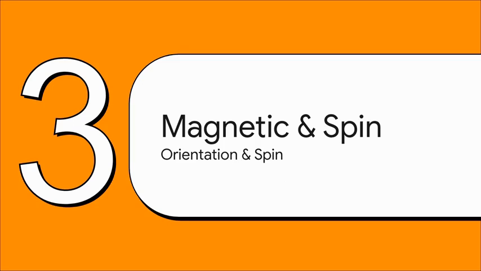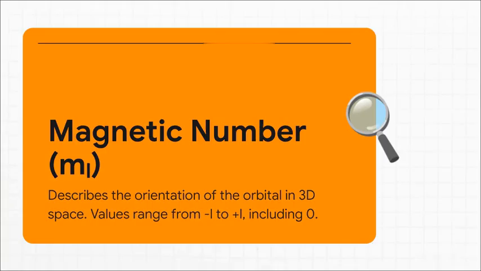Okay, so we've got the city and the type of neighborhood. Now we need to get really specific. It's time to zoom in, find the exact house on the street, and even describe the resident living inside. This brings us to the third part of our address, the magnetic quantum number, or m sub L. This tells us the specific orientation of that orbital shape in 3D space. Its possible values are tied directly to L, ranging all the way from negative L up to positive L. This is basically the specific street that the house is on.